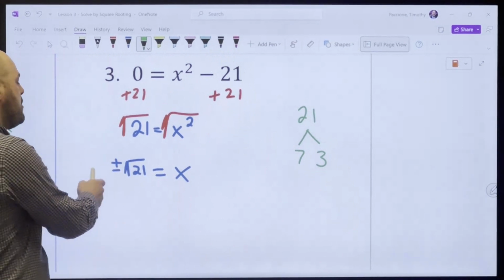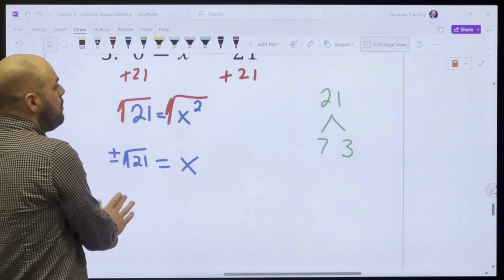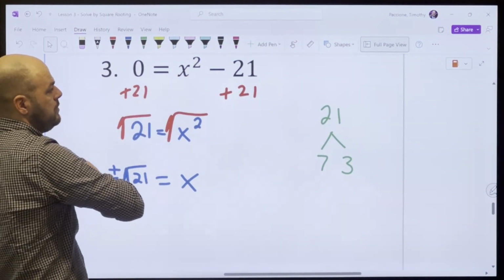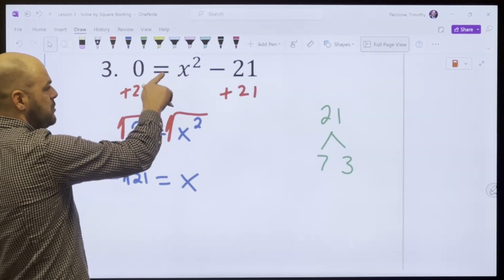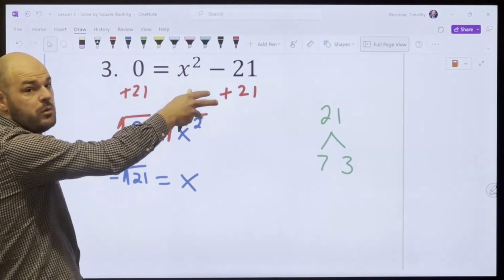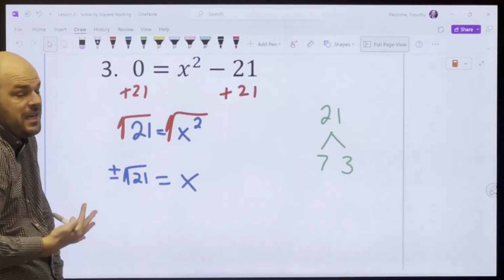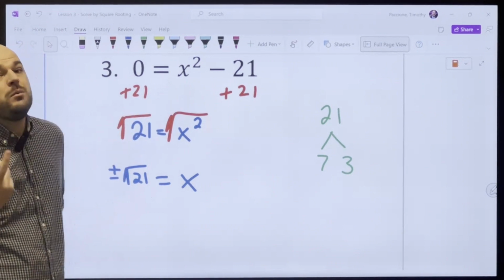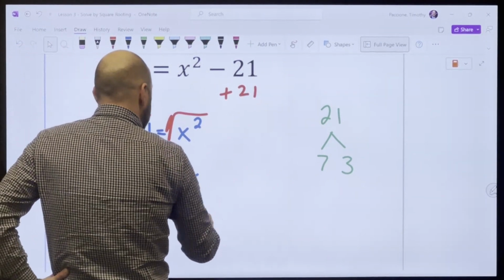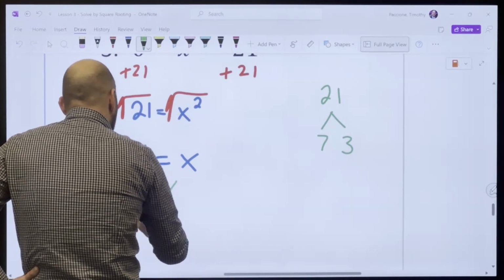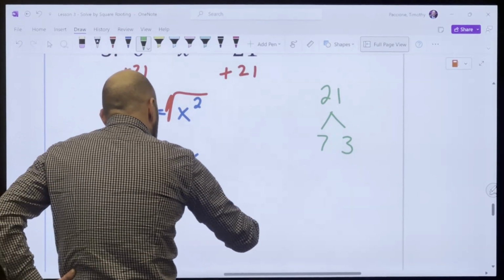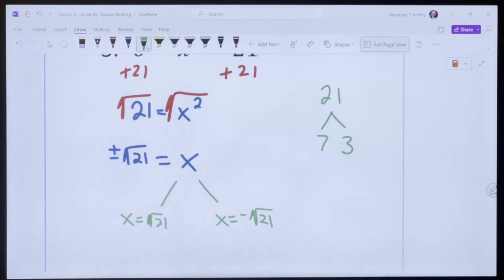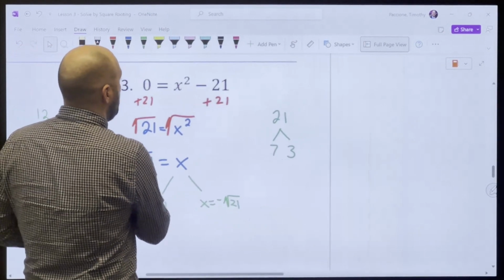Even though I can't break it down, I write plus or minus because both plus square root of 21 and minus square root of 21 would make this true, right? Minus square root of 21 times minus square root of 21 would become 21 minus 21, which would make this true. It's also because, thinking about our x-intercepts, we would have two x-intercepts for this equation, right? So we would need both solutions, right? This tells me the answer is x equals square root of 21 and x equals negative square root of 21, okay?